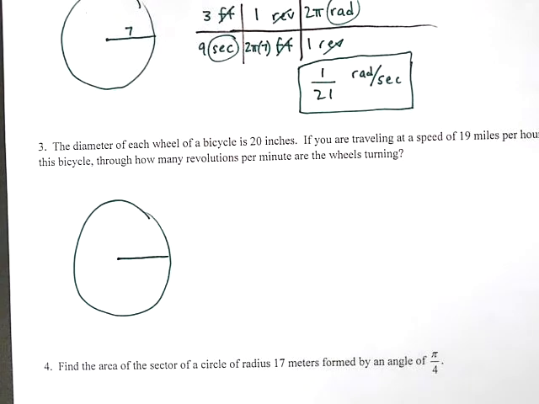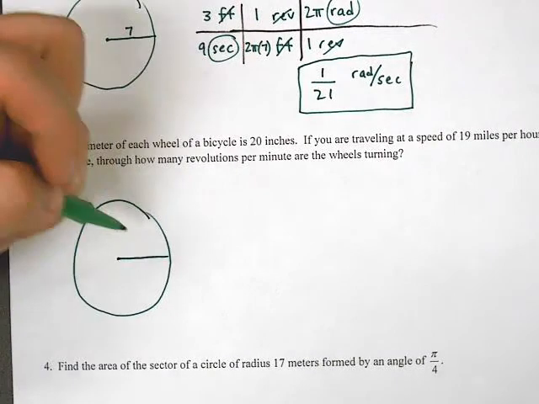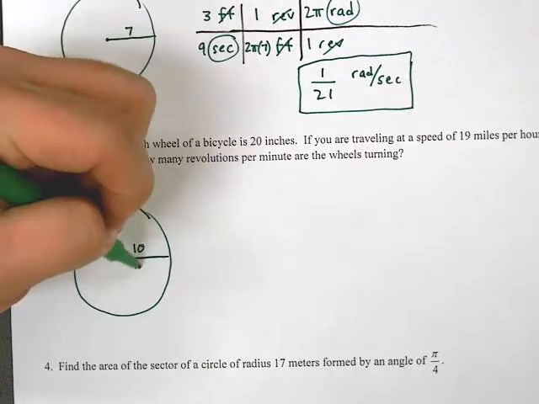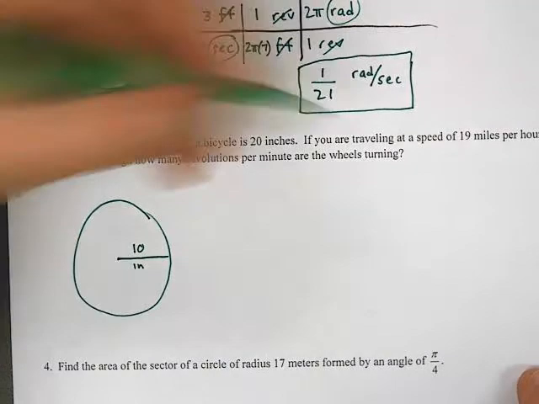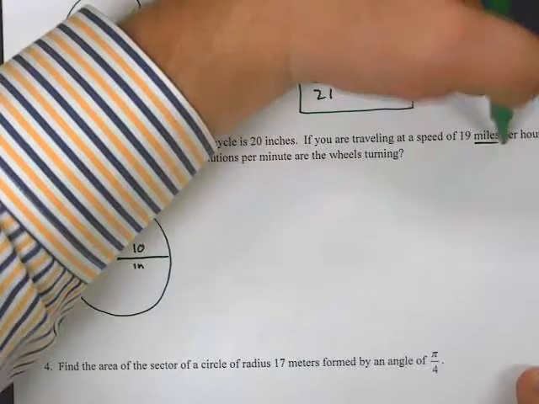Ooh, be very careful now. The diameter is 20, so that means I'm going to put what? I'm going to just put 10 inches for the radius. And again, it looks like we're given linear speed. We're given miles per hour.